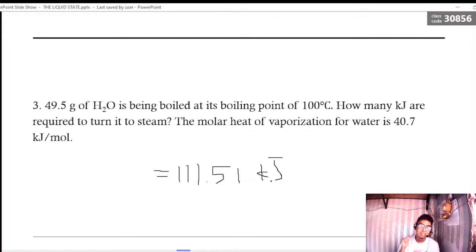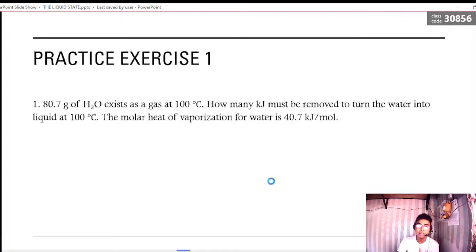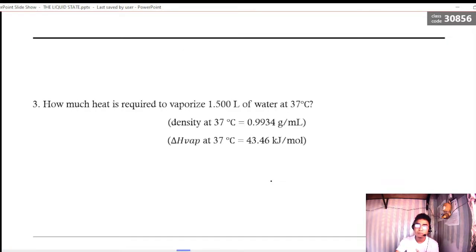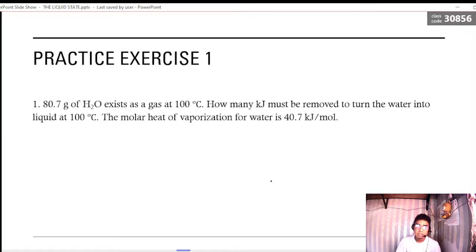Regarding practice exercise number 1, you have 3 questions that you need to solve. If you have questions, go back to the first example and second example.